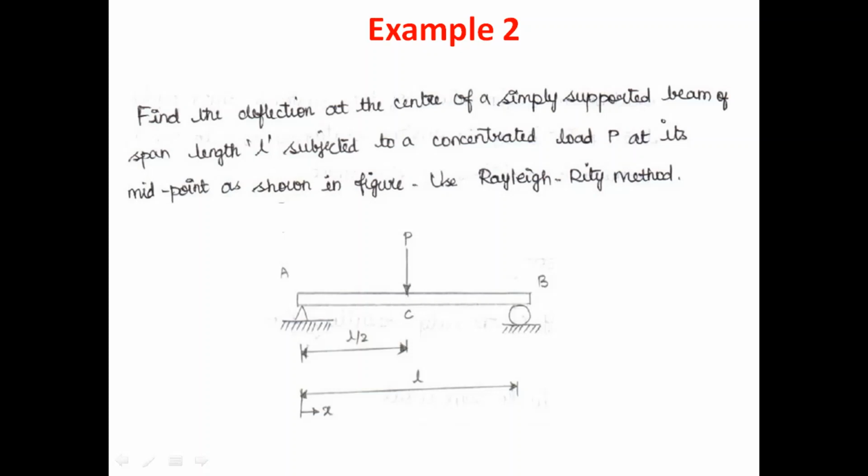Now for this given beam, we are going to apply the Rayleigh-Ritz method. First, we have to find the eligible trial function. Based on this eligible trial function, we evaluate the strain energy and the work done. Then we will develop the equation for total potential energy, and then we will find the extreme condition for the total potential energy. So we'll go through the procedure one by one.